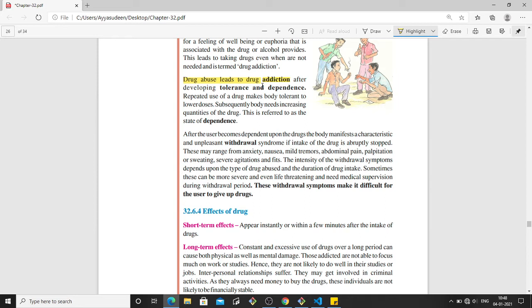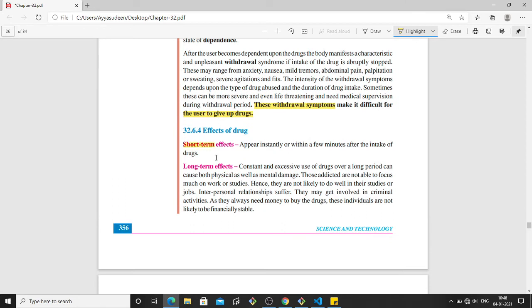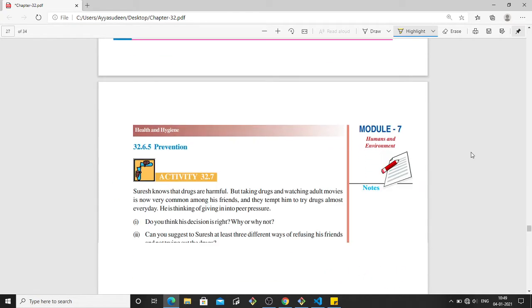Withdrawal syndrome is when the drug is abruptly stopped by a person who has been taking it for a long time. Then the body will react to it: anxiety comes, abdominal pain, sweating, and all these things happen initially. These withdrawal symptoms make it difficult for the user to give up drugs when they are used to it. The short-term effects of drugs appear instantly, within a few minutes after intake. Long-term effects include mental damage and physical damage.